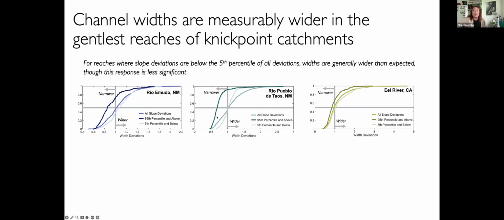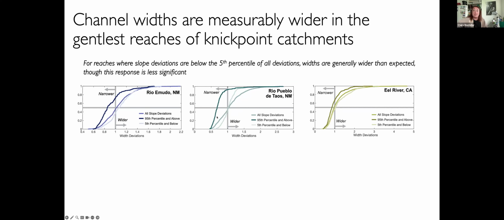But the challenge is that I've only shown you the Nick point channels. So there is a but here. If we do the same analysis on our concave channels, we see that this relationship flips. Instead, for our very steepest reaches, we actually get wider than expected rivers in both cases. And for our gentlest slopes, we get narrower than we would expect. So this was not what we were expecting, but is certainly something to try and unpack.